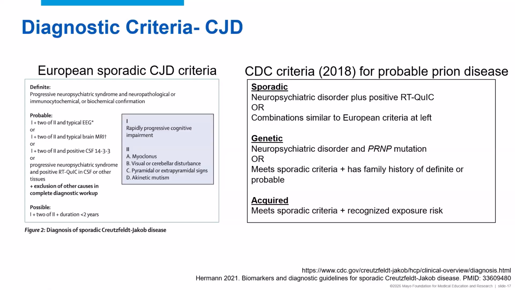The diagnostic criteria prior to 2018 did not include RT-QuIC, and it was based purely on clinical presentations. You don't necessarily need RT-QuIC to reach probable prion disease if you have a clinical presentation consistent with the disease. That includes rapidly progressive cognitive impairment, myoclonus, visual or cerebellar disturbances, pyramidal or extrapyramidal signs, and/or akinetic mutism. So the diagnosis can be met clinically, or simply with a positive RT-QuIC and a clinical presentation that is consistent with CJD.